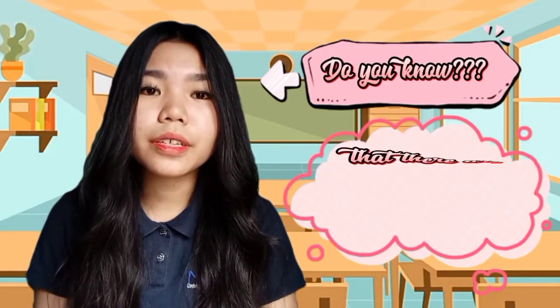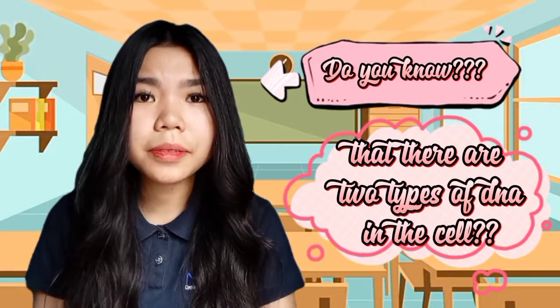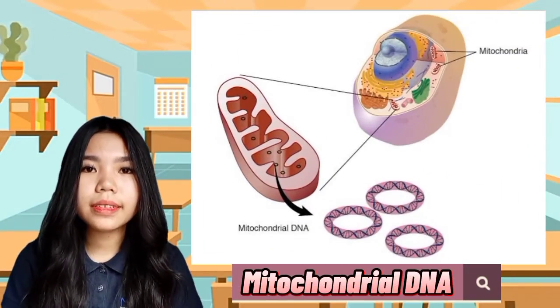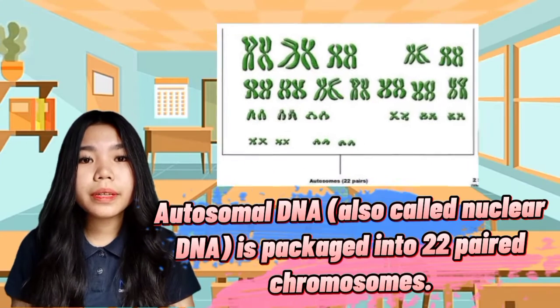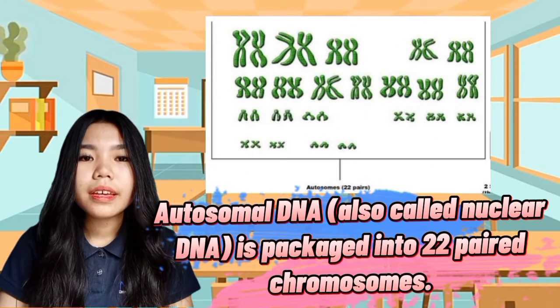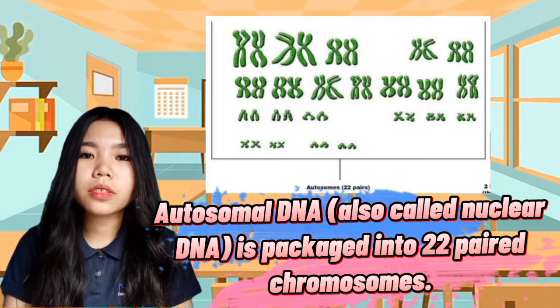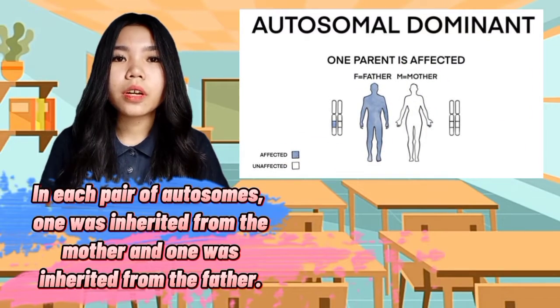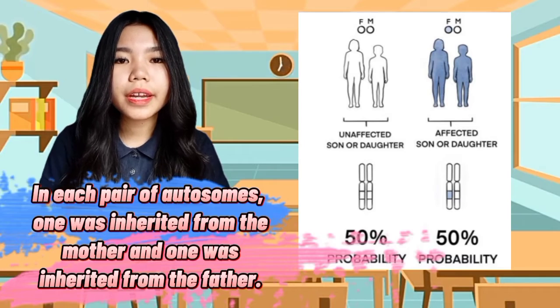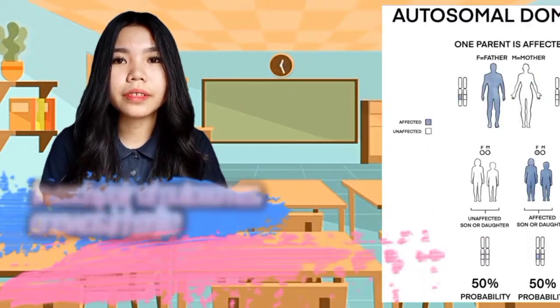Do you know there are 2 types of DNA in the cell? And those are autosomal DNA and mitochondrial DNA. Autosomal DNA is also called nuclear DNA. It's packaged into 22 paired chromosomes. In each pair of autosomes, one was inherited from the mother and one was inherited from the father.